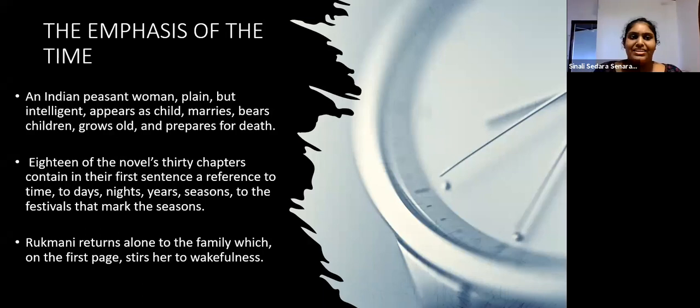And Rukmani, an Indian peasant woman, plain but intelligent, appears as a child, marries, bears children, grows old, and prepares for death. So in regards to Rukmani, getting used to change becomes a sole and crucial necessity in her life. In the first part of the novel, 18 of the novel's 30 chapters contain in their first sentence a reference to time, to days, nights, years, seasons, to the festivals that mark the seasons. And the second part of the novel is also a journey, which in turn is another movement of time. So over to you, Chathuni.